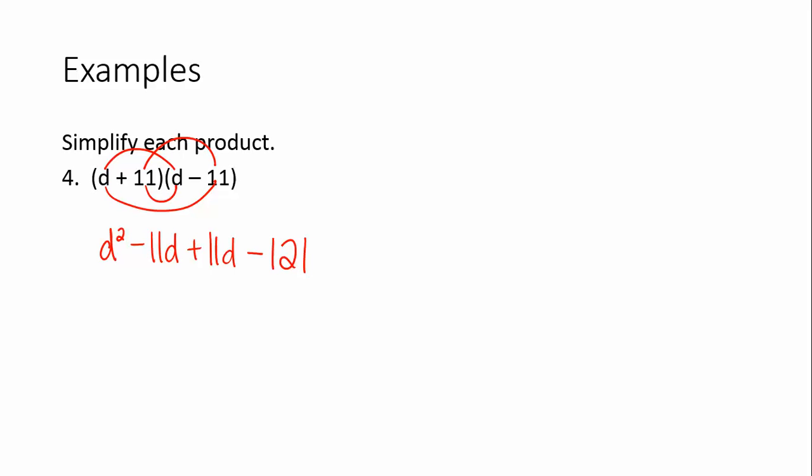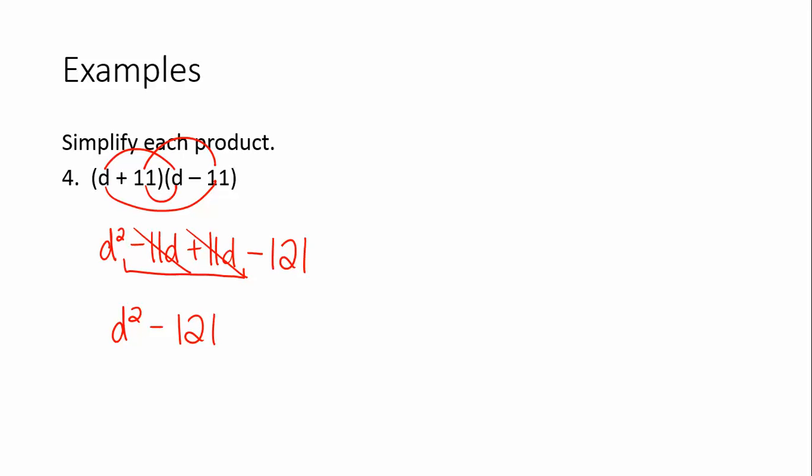Now we need to combine our two like terms. So we get d squared. If I have positive 11d and negative 11d and I add them, those two cancel. I'm not left with any d's. So then I have to bring along the minus 121.